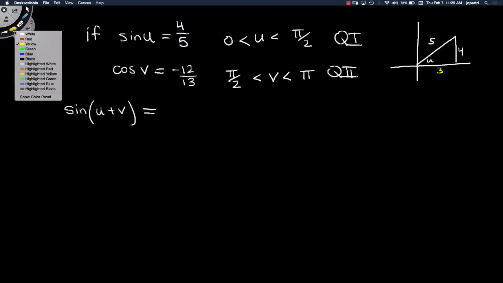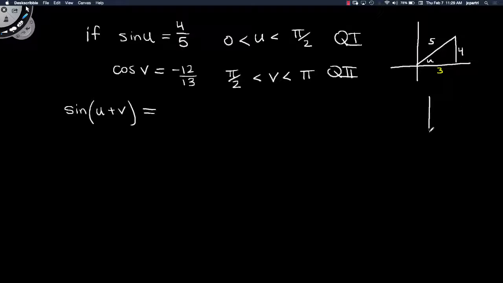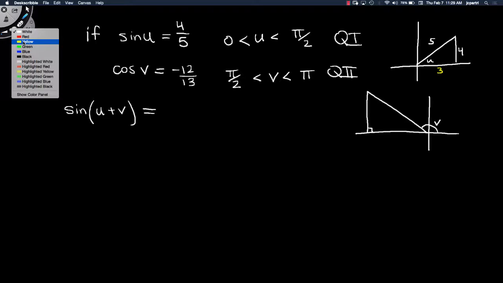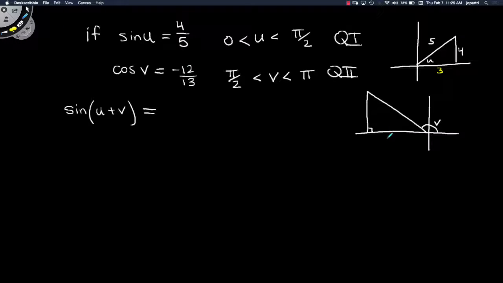And then I draw the second picture in the second quadrant. And there's my triangle. And so this is angle v. And cosine is the adjacent over the hypotenuse. So that would make this side how much? 5, Pythagorean theorem. Okay? I've been doing this for a while. Yeah, that makes sense.